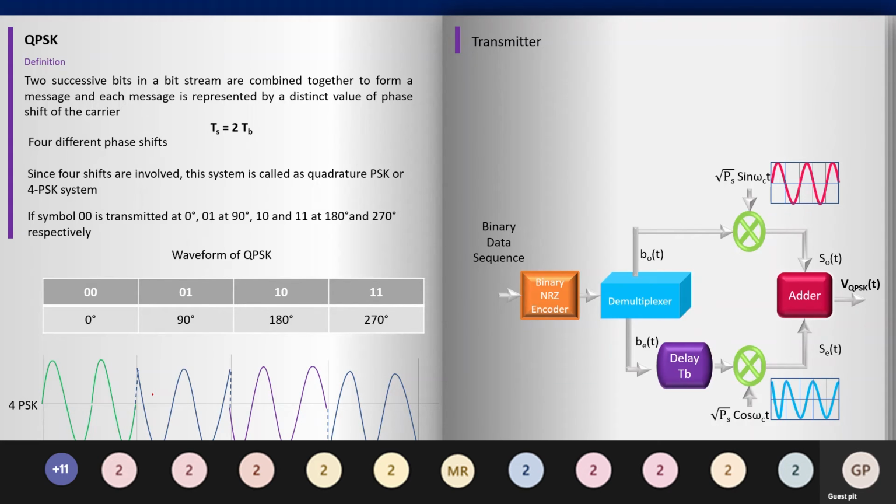And QPSK has 2 methods. We can design a transmitter using 2 methods. One is called offset QPSK and the second one is non-offset QPSK. First we'll see the transmitter diagram for offset QPSK. Here you got binary data, 0 1 0 1. The next step is a demultiplexer. The function of this demultiplexer is to separate odd data and even data into the I channel and the Q channel.